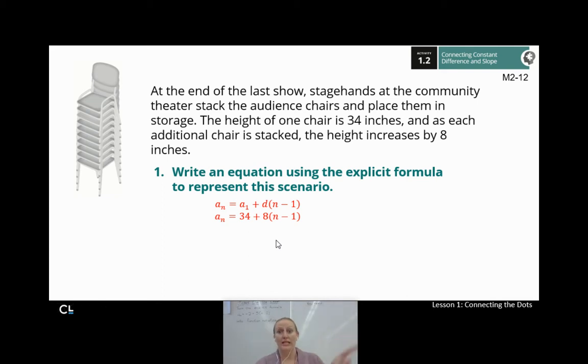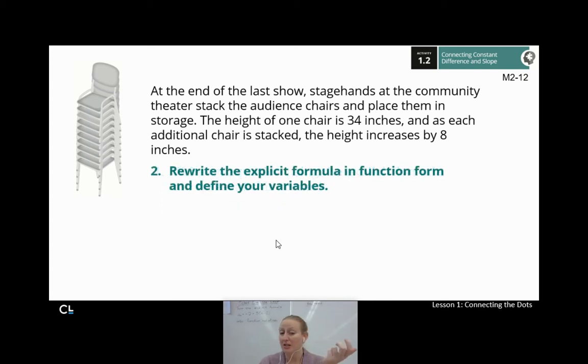Now, let's do what we did last time. Can we do what we did last time? I would like you to take your explicit formula that you just wrote, and you did write a lovely explicit formula. Can you rewrite it in function form? And I'll help you with defining the variables, but go ahead and start off by rewriting this in function form. Hit pause to write it out, hit play when you're ready to check your work.